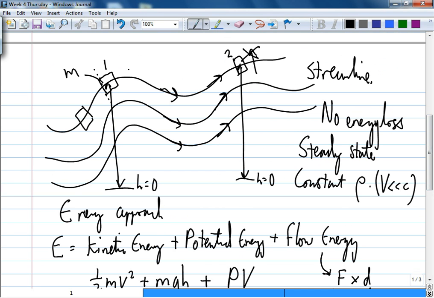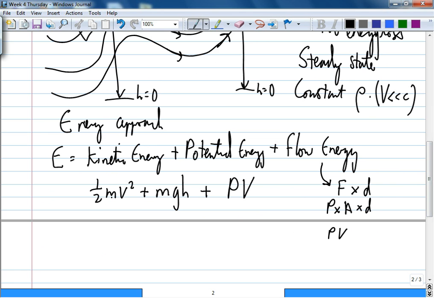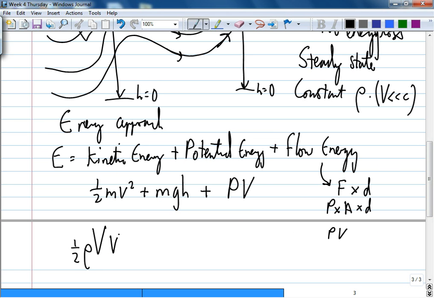Alright, same blob of fluid along a streamline. No energy loss, steady state, constant density. So can I say this mass is actually half rho V squared, where big V is the volume, plus rho V g h plus pressure times volume at point 1, equals the same at point 2.